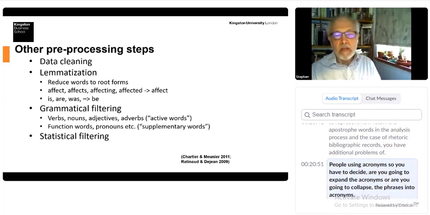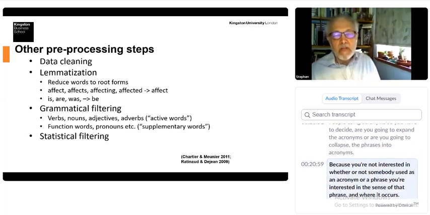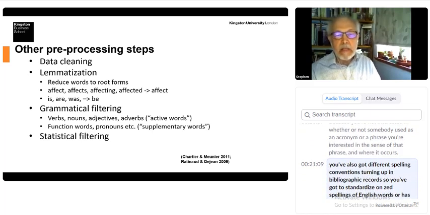So you have to decide, are you going to expand the acronyms, or are you going to collapse the phrases into acronyms? Because you're not interested in whether or not somebody uses an acronym or a phrase, you're interested in the sense of that phrase and where it occurs. You've also got different spelling conventions turning up in bibliographic records. So you've got to standardize on Z spellings of English words or S spellings of English words, because otherwise computers can't tell the difference and will treat them as different things.